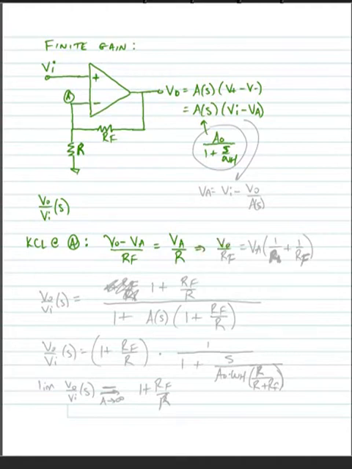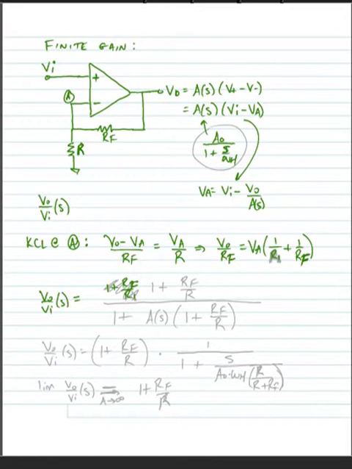Manipulating this a little bit, we see V out over RF is equal to VA times 1 over R1 plus 1 over R2. Substituting an expression for VA, so we can rearrange this expression and say VA is equal to VI minus V out divided by A of S. Substituting this in and doing some algebraic manipulation, we find that V out over VI with respect to S is equal to 1 plus R2 over RF over R1.